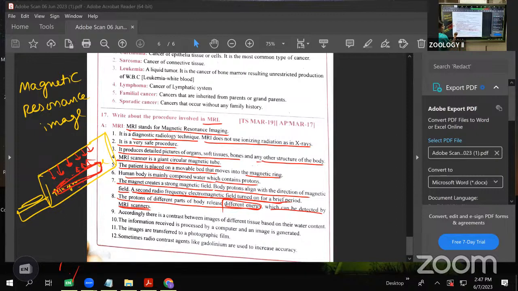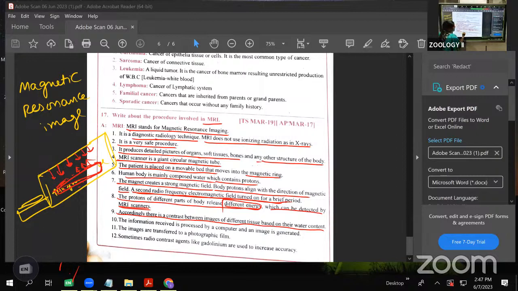Accordingly, there is a contrast between the images of the different tissues based on the water content. For example, bones have less water content and muscles have more water content. That's why the bones appear white in color. Like this, depending upon the quantity of water, different colors will be formed.